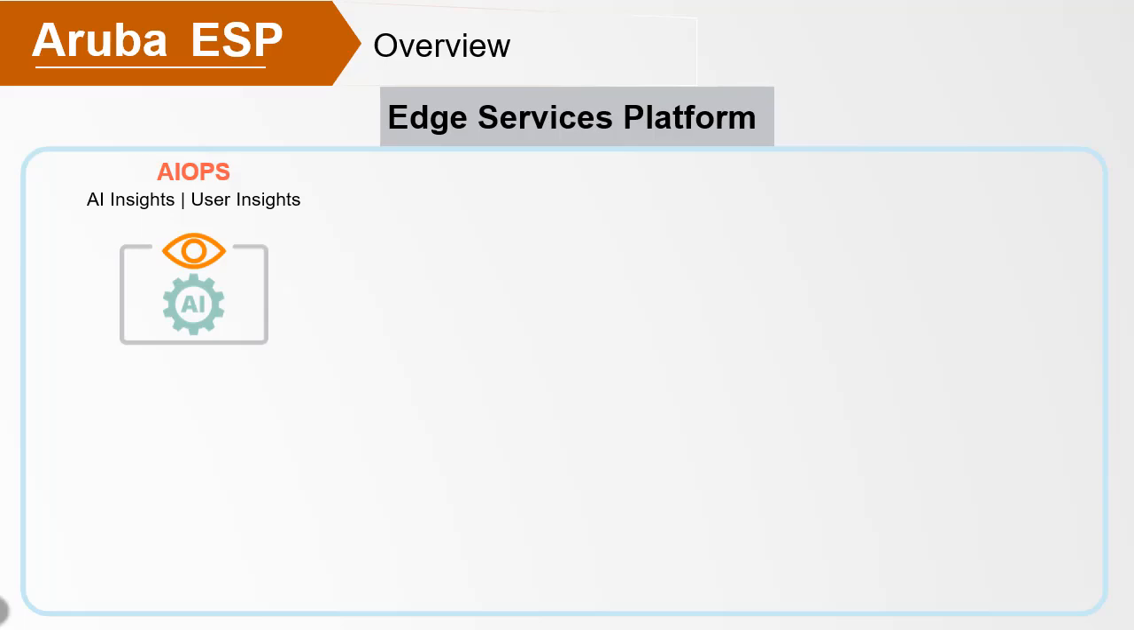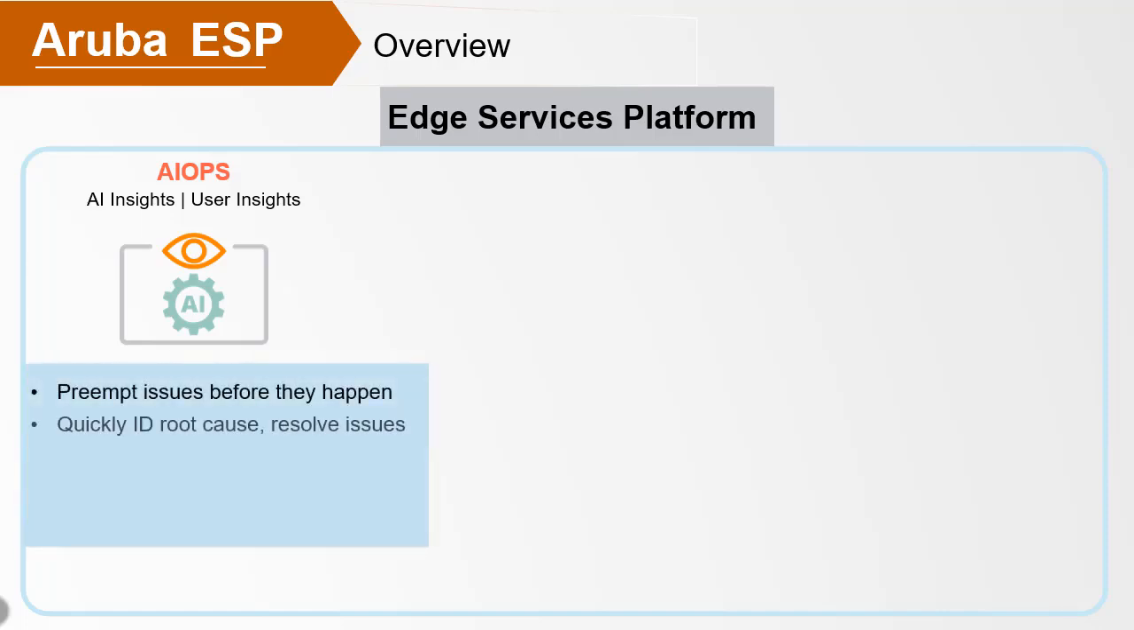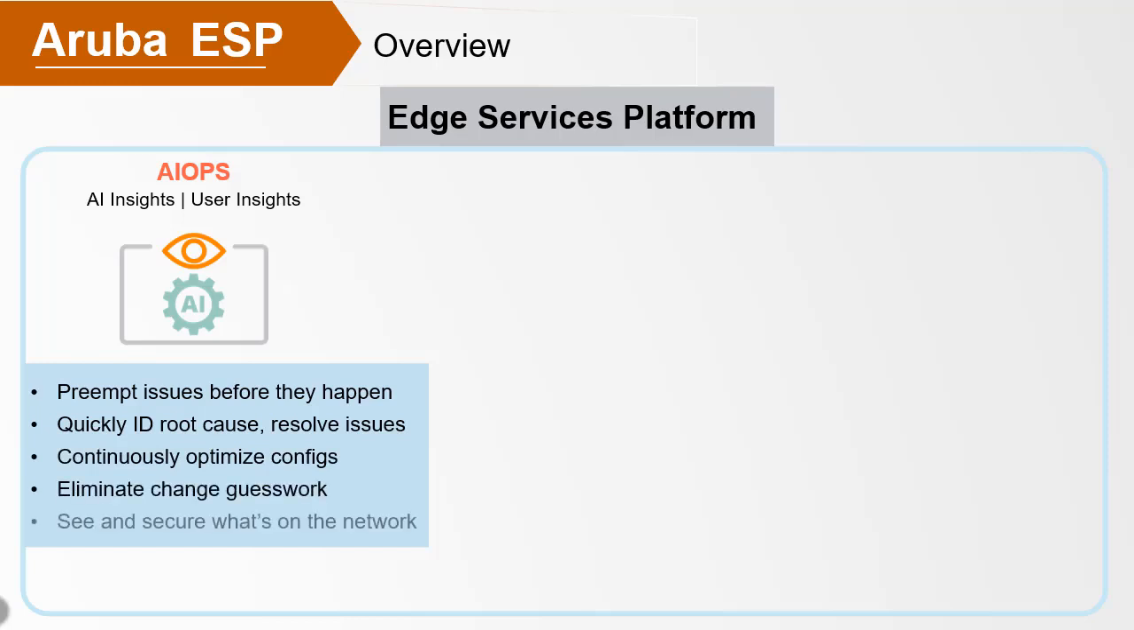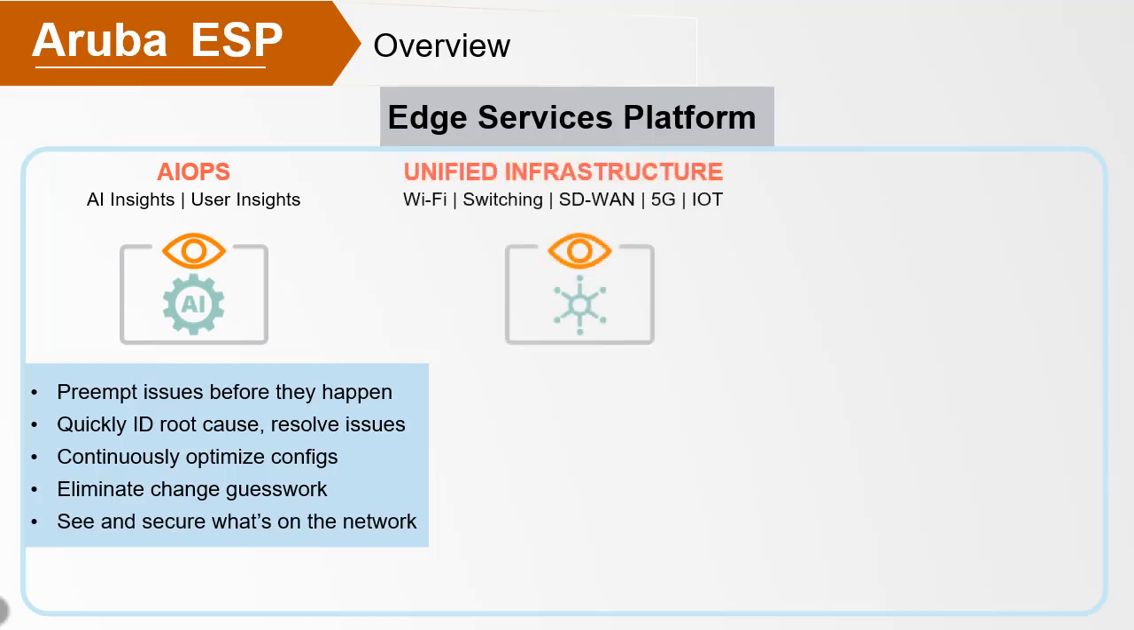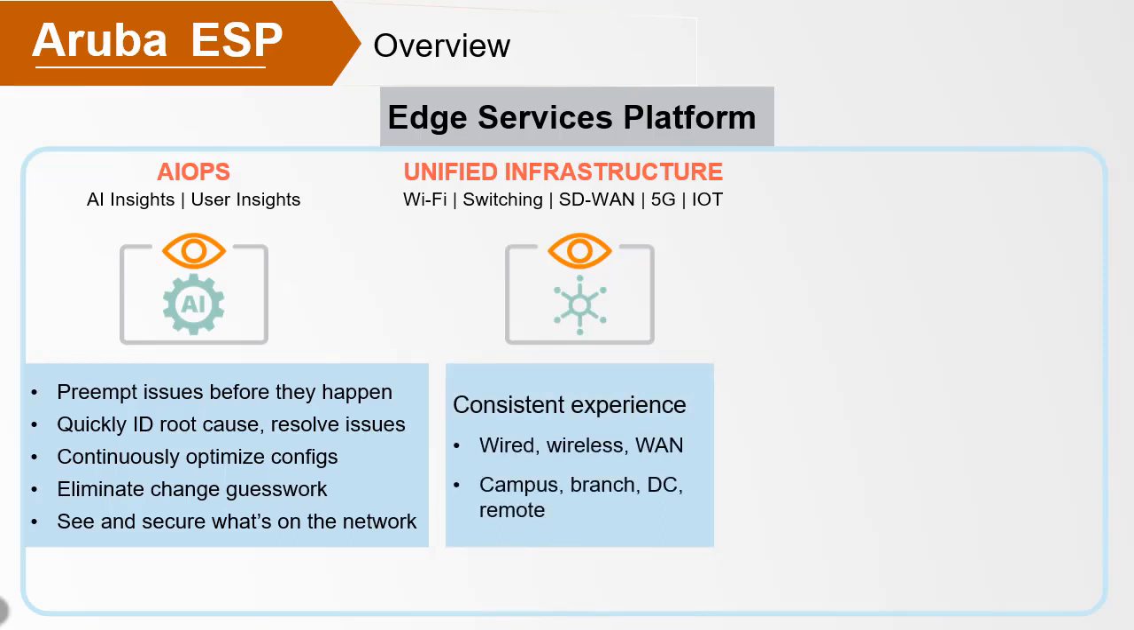AI Ops uses artificial intelligence, machine learning, and network and user-centric analytics capabilities to preempt issues before they happen and quickly identify root cause and resolve issues. It continuously optimizes configs based on peer benchmarks and eliminates change guesswork, so you can see and secure everything that's on your network. A unified infrastructure breaks down operational silos to provide a consistent operational experience across wired, wireless, and WAN, and across campus, branch, data center, and remote worker, all from a single pane of glass.